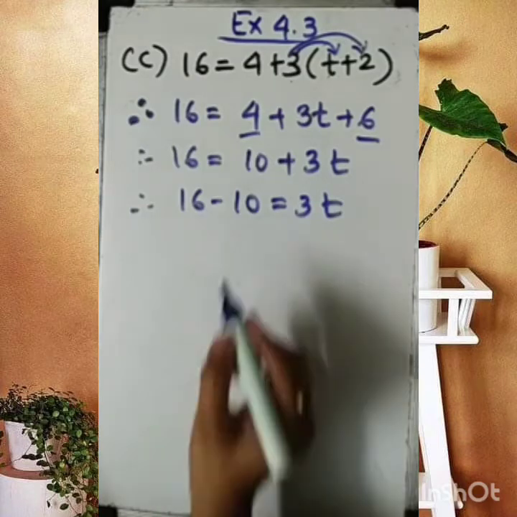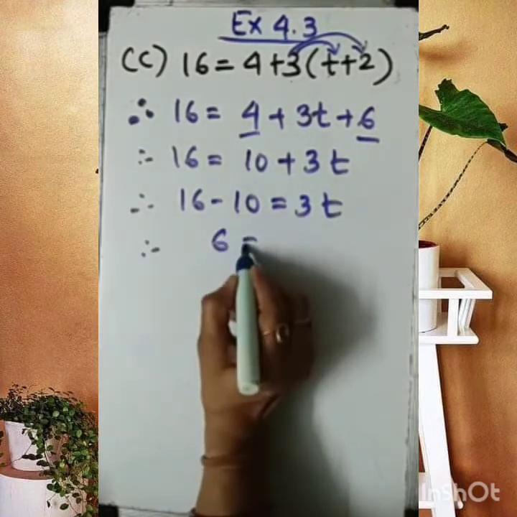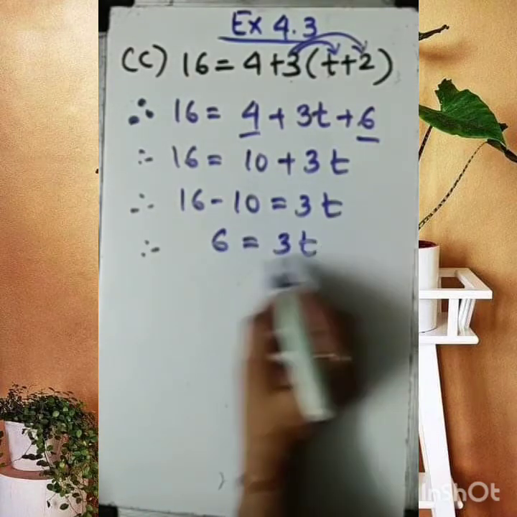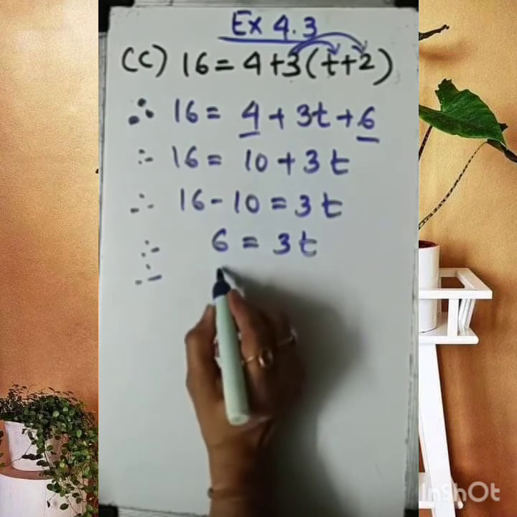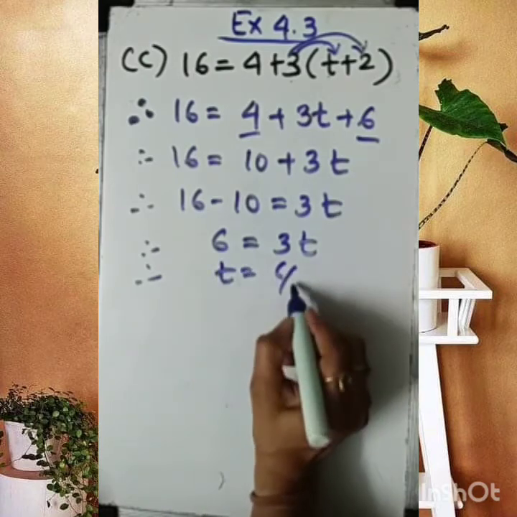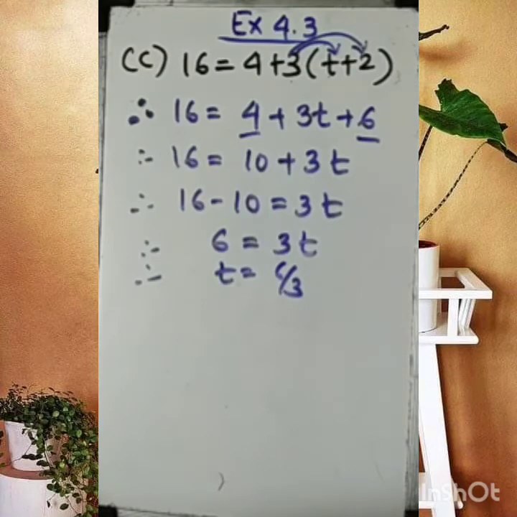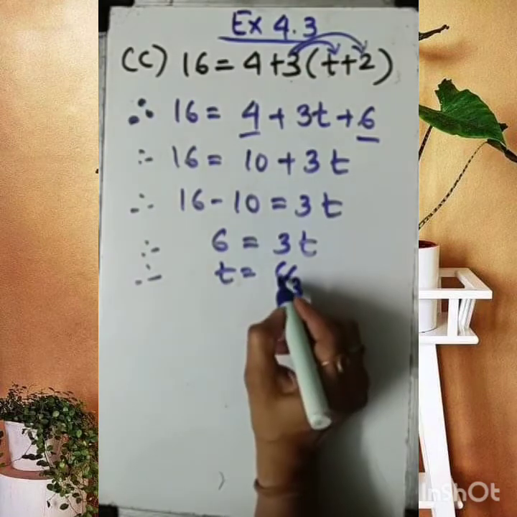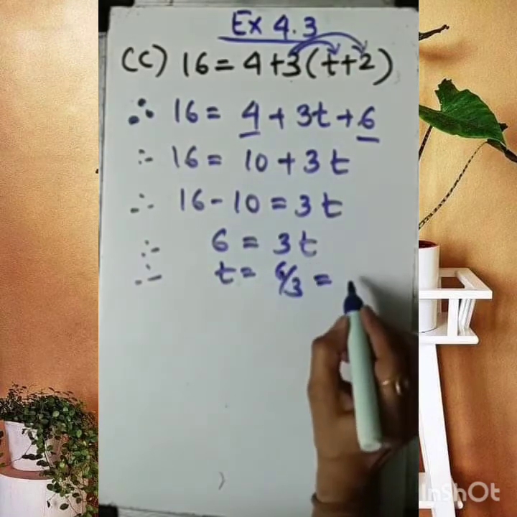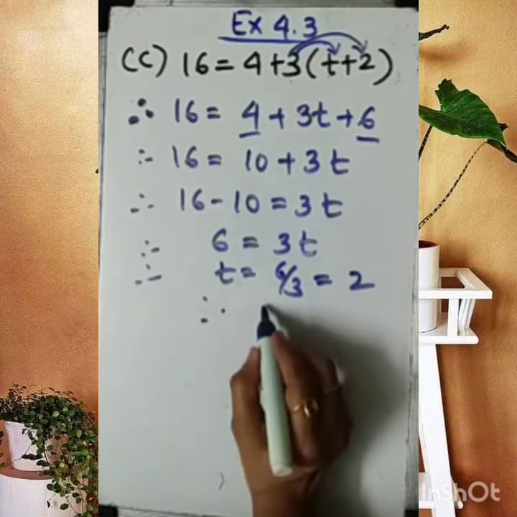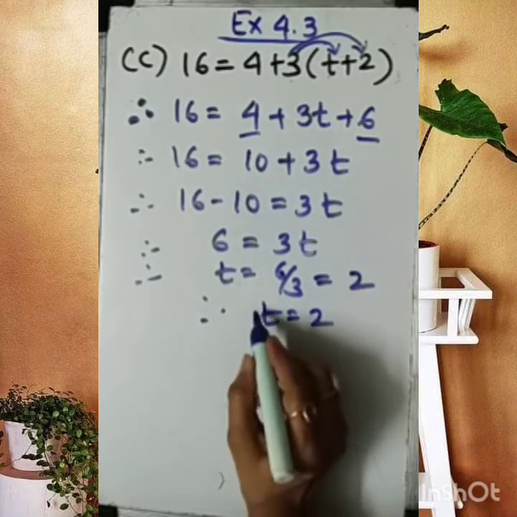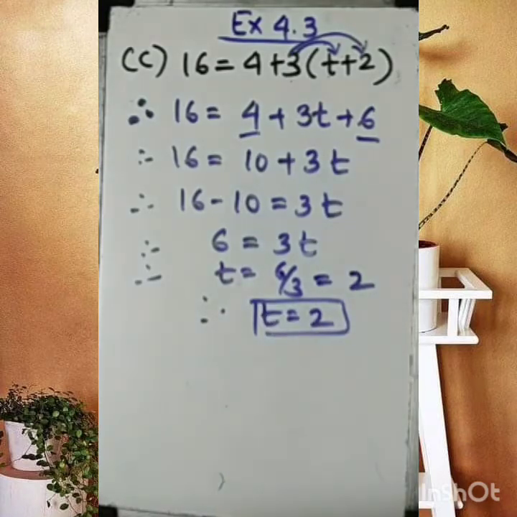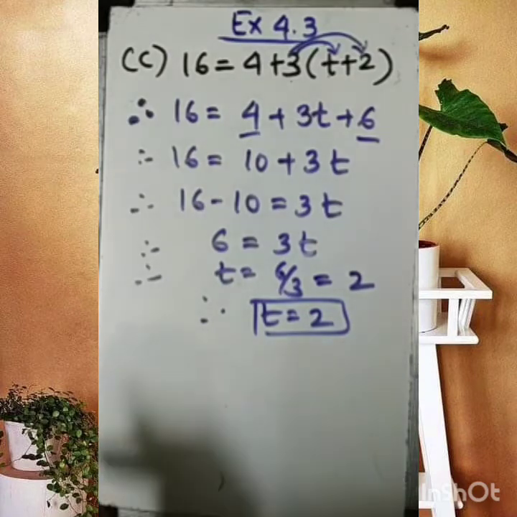Now 16 minus 10, you know very well, it is 6. 6 equal to 3t. Therefore, t equal to 6 by 3. As you know very well, half of 6 is 3, so 6 by 3 is 2. Therefore, the value of t equal to 2, this is the answer. Let's go with one more, what we are given in the D.